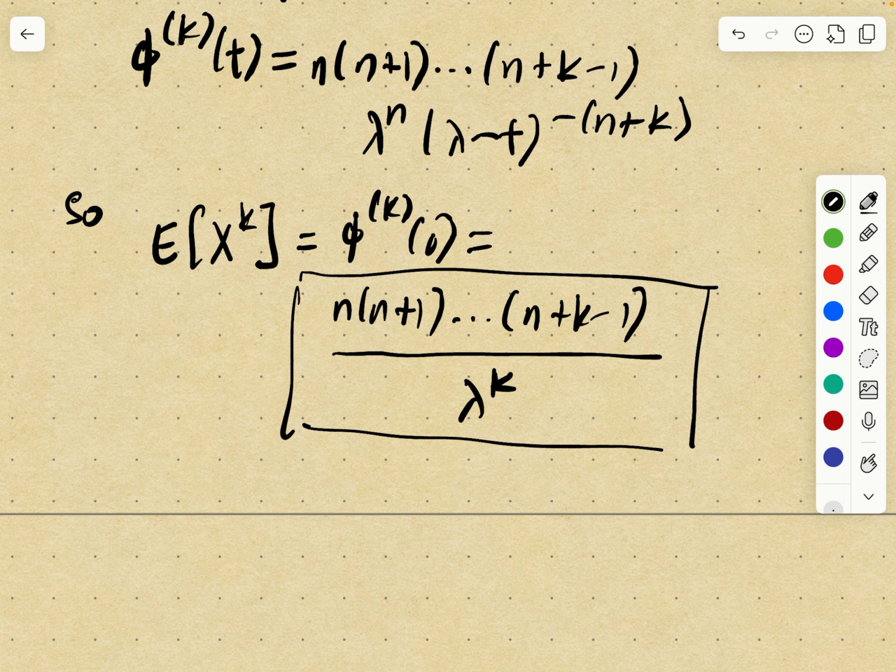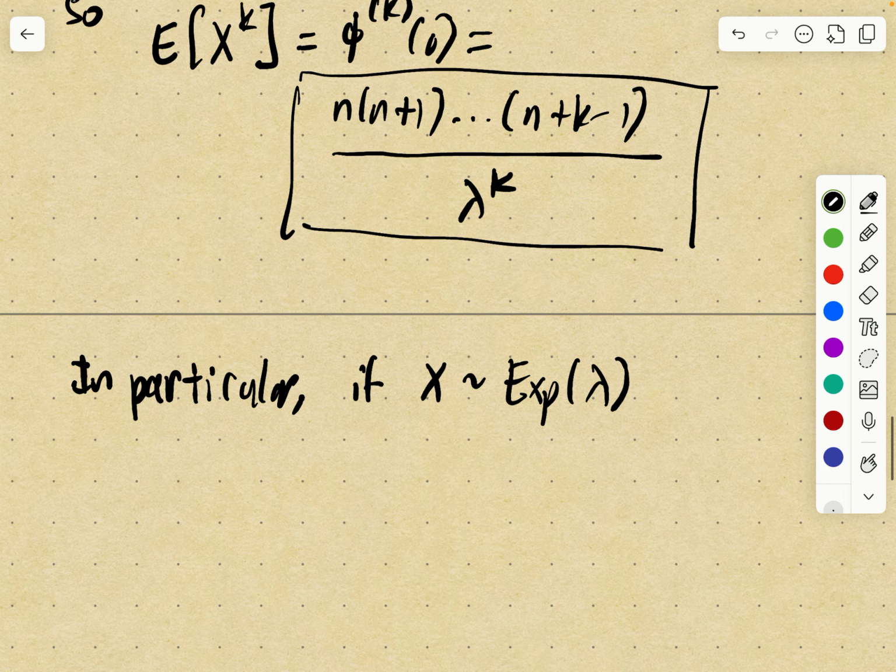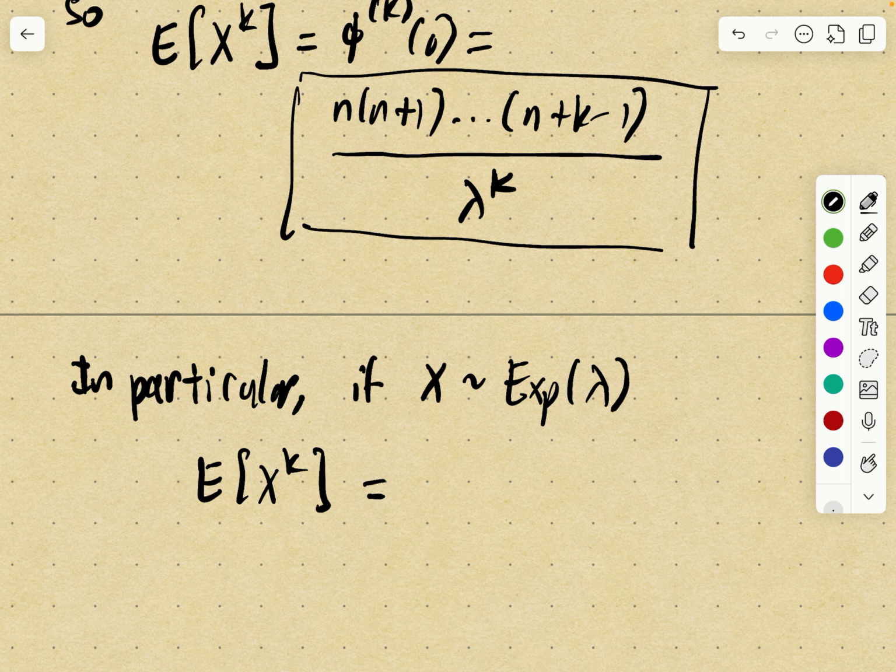So for the moments of the exponential distribution in particular, if x has an exponential lambda distribution, then the kth moment is, when you plug in n equals 1, the product from 1 to k in the numerator. So that's just k factorial over lambda to the k.